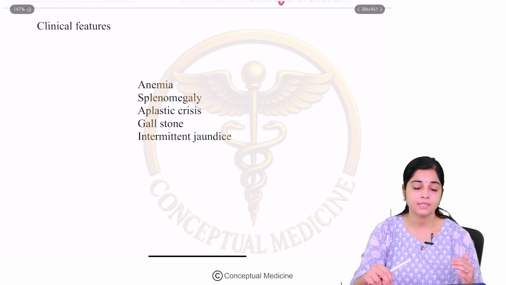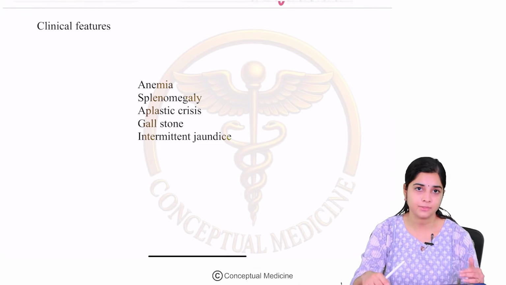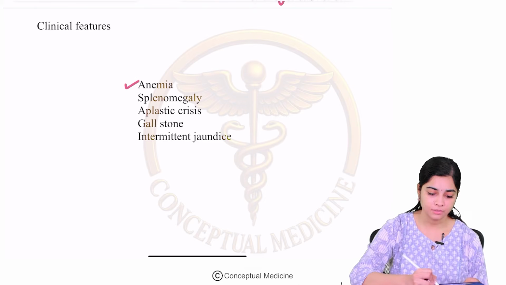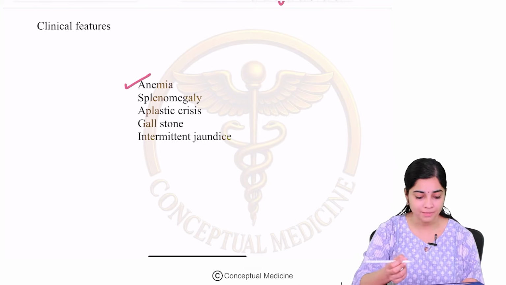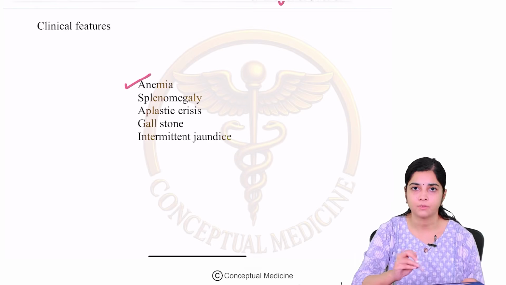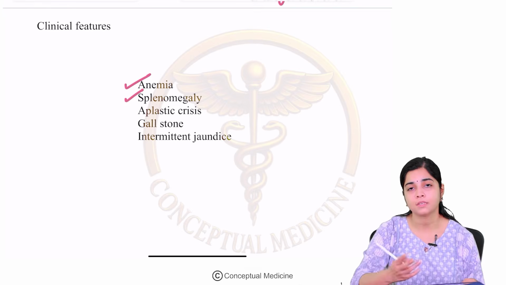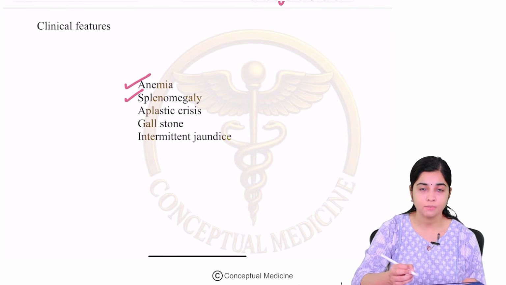Now let us understand the common clinical features. Whenever a patient with hereditary spherocytosis presents to you, they are definitely going to have an anemia. Most often it is a chronic extravascular anemia. Then yes, they will have splenomegaly because the RBCs are undergoing extravascular hemolysis.